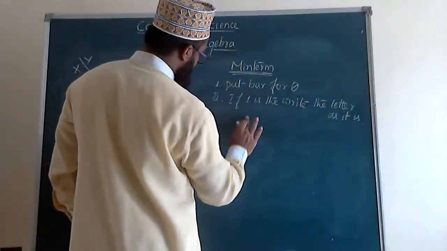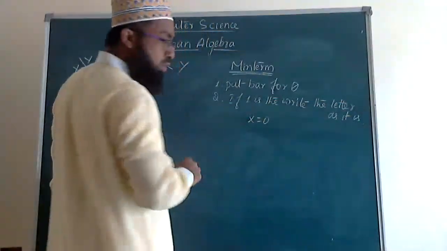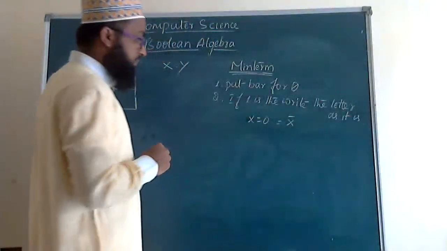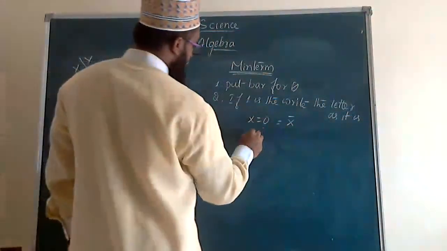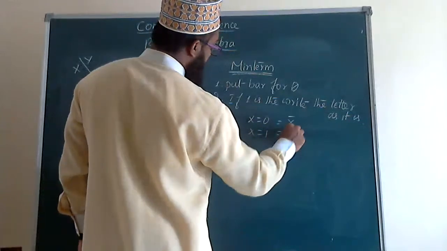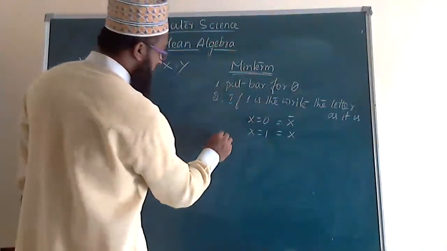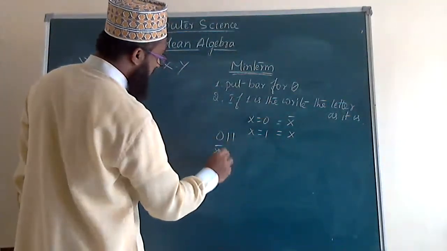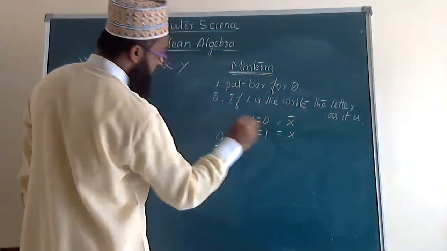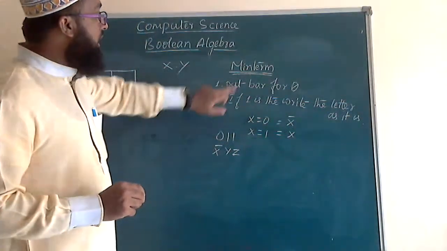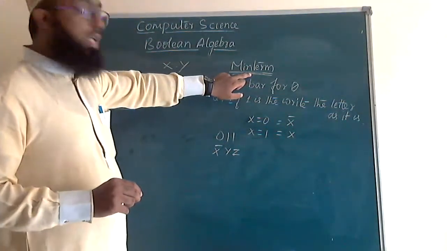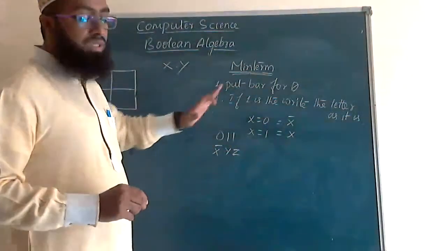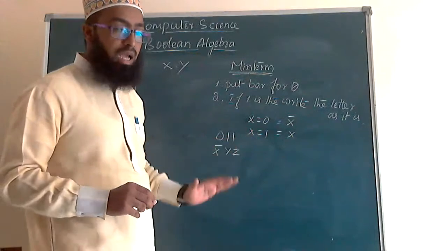If x is equal to 0, then this can be written as x bar. If the x value is 1, this can be written as x. Just like we have done, if we take 0, 1, 1, then we have to write x bar, y, z. For 0, we will put a bar in the min term, and for 1, we will just write down the letters or the variables as they are.